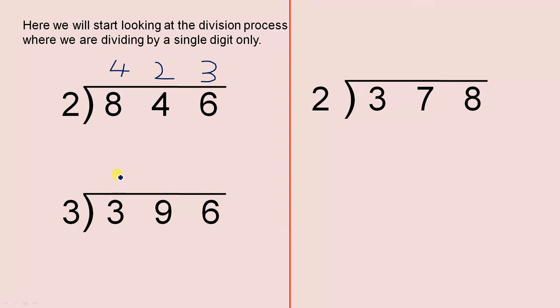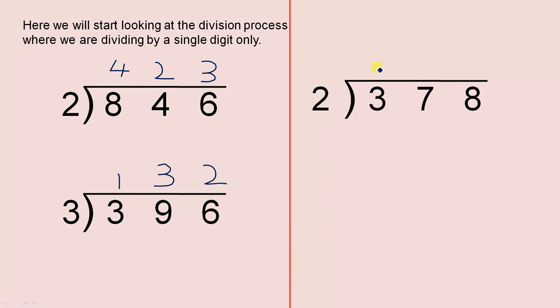3 divided into 3 goes once. 3 divided into 9 goes 3 times, and 3 divided into 6 goes twice. So the answer is 132, no remainder. Now let's have a look at this. This is a very interesting process here that we need to follow very carefully.